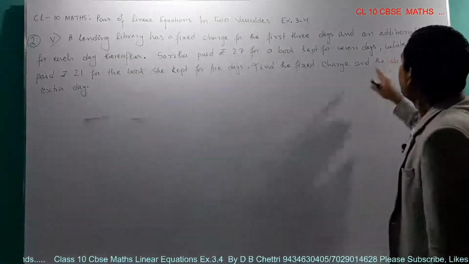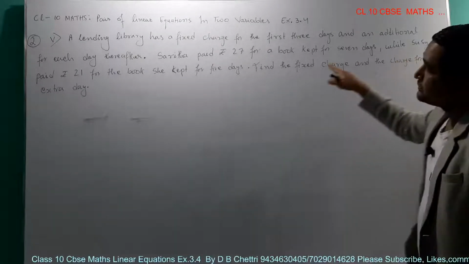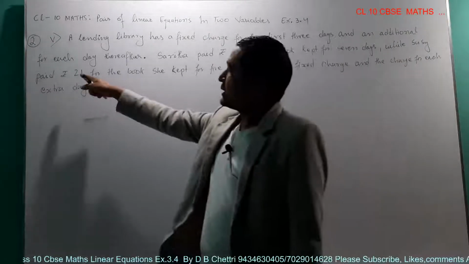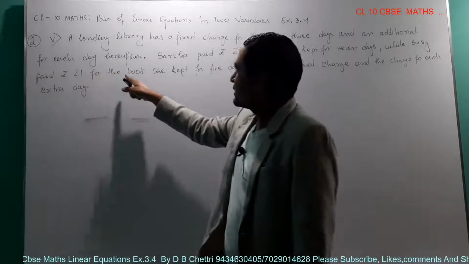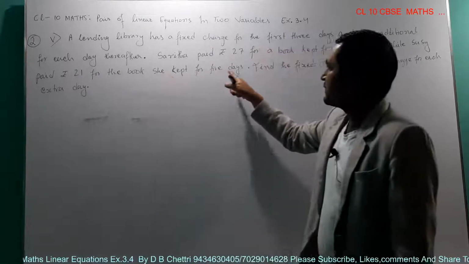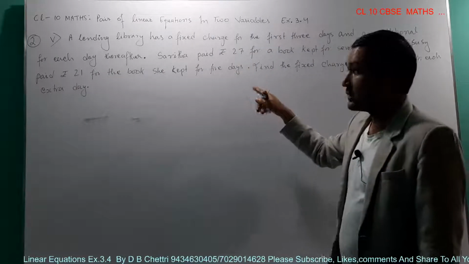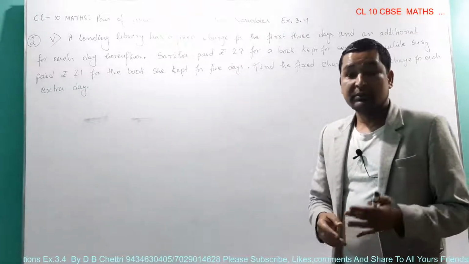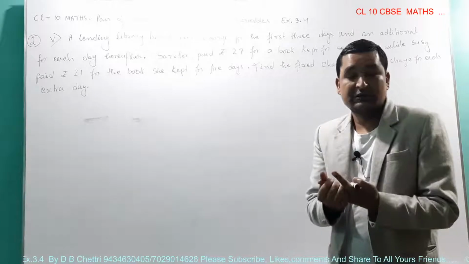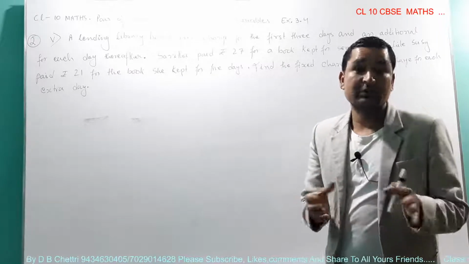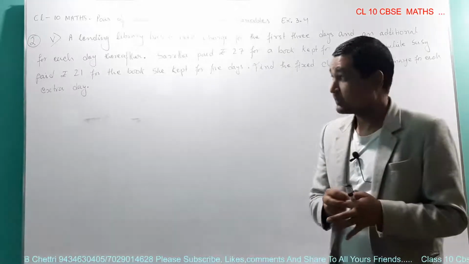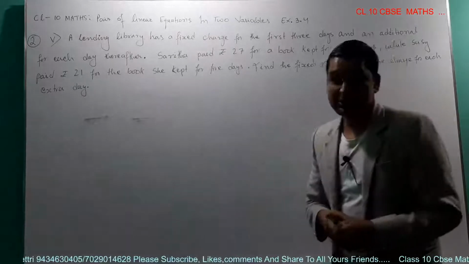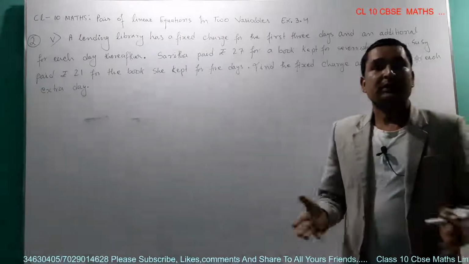While Susie paid rupees 21 for the book she kept for 5 days. Then Susie kept 5 days. That means out of 5 days, 3 days is fixed. How many extra days did she keep? 2 extra days. Now there are 2 types of charges in these questions.